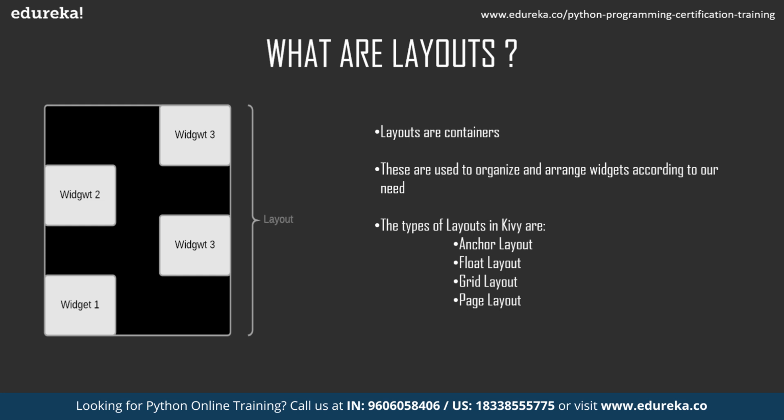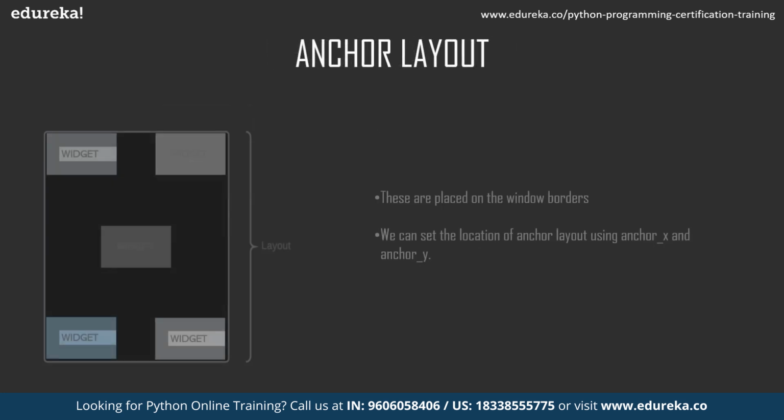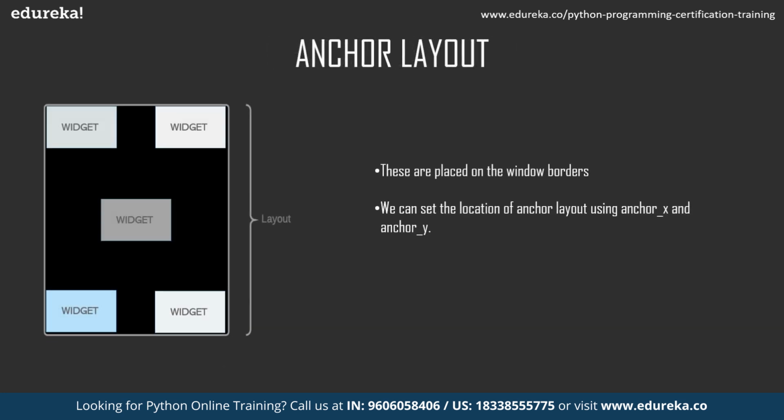In Kivy, we have various types of layouts, such as anchor layout, float layout, grid layout, and page layout. Let us now look at each one of them in detail. Let us start off with anchor layout. In anchor layout, widgets can be placed either at the center of the application window or at the corners, such as the top left corner, top right corner, or any other corner. We can change the position or the location of a widget by using the anchor_x and anchor_y parameters. Let us now move to our code editor and see how to implement our anchor layout.